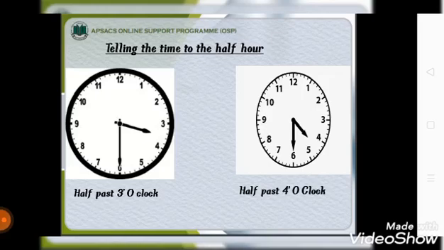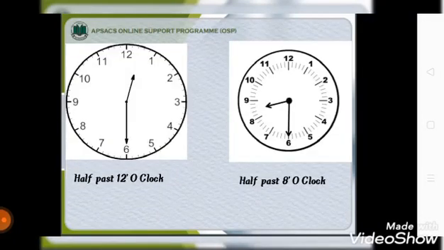In the other picture, the small hand is between 4 and 5 and the long hand is on 6. It is called 4:30. Now this is another picture on the left side: the small hand is in between 12 and 1 and the long hand is on 6. It is 12:30.